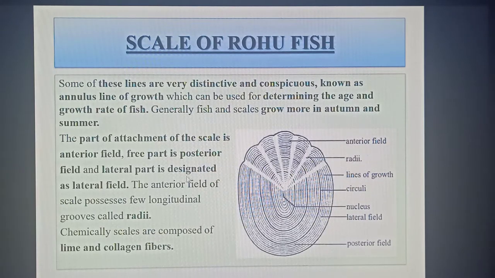The anterior field of a scale possesses a few longitudinal grooves. Look here, these are the longitudinal grooves. These longitudinal grooves are called radii. This is also an important question, what is radii? And what is the chemical composition of a scale? The scale of roe fish is chemically composed of lime and collagen fiber. This is about the scale of roe fish.